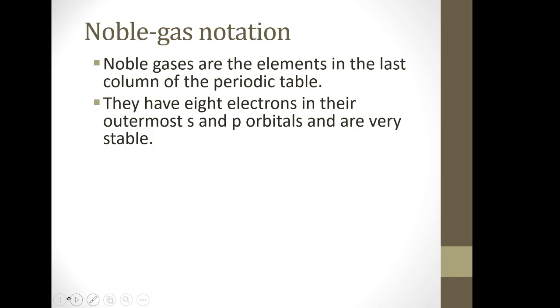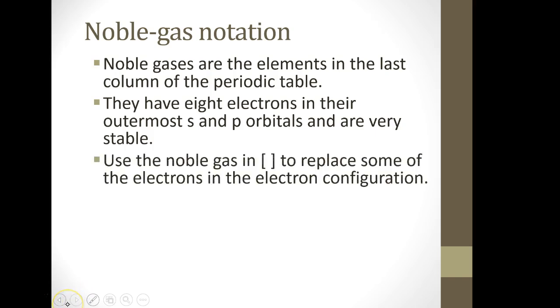They don't want anybody to give them more electrons. They don't want to take any electrons away. They're very happy the way they are, very low energy. And we're going to take advantage of that fact, and we're going to put the noble gas inside brackets. And we're going to replace some of the electrons in the electron configuration by writing that noble gas. Now remember, this is column 18 only that you can do this with.